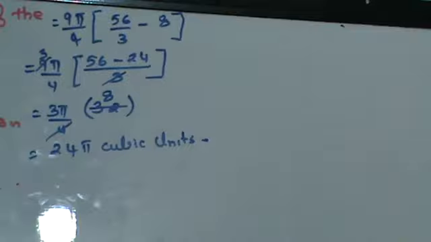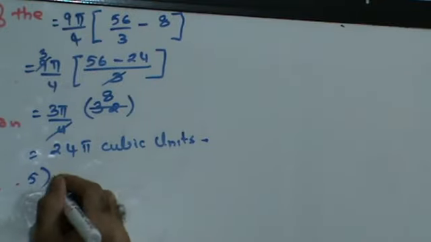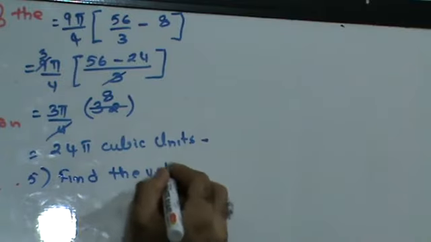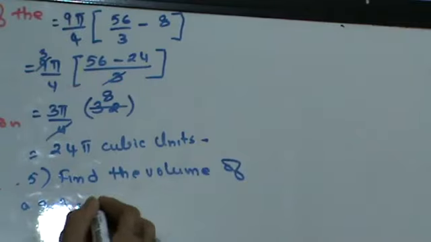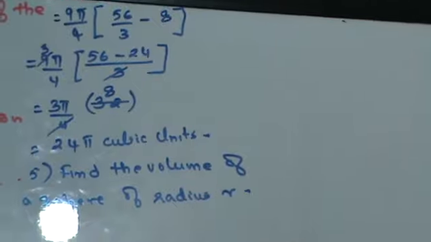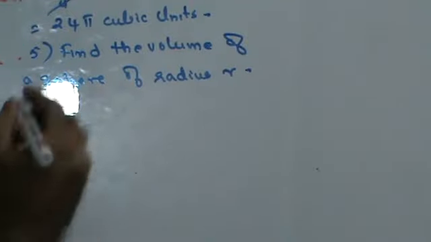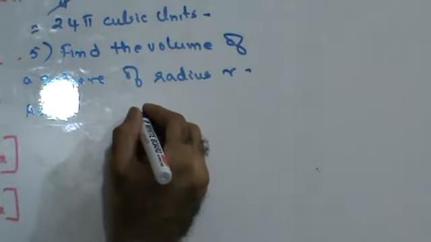Right? Next, let's see another sum, guys. Find the volume of a sphere of radius r. Now I want to find the volume of a sphere of radius r. Now how do I do that? How do I actually generate a sphere? A sphere is nothing but a circle rotated about its x-axis.